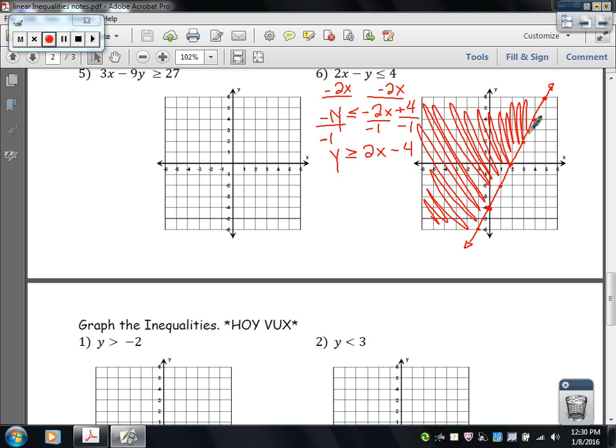Why did you have to switch the symbol? Because it divided by a negative number. Anytime you divide an inequality by a negative number, it flips. Every single time. So the negative number is a finger that pushes it to the other side. I get it now. All right.